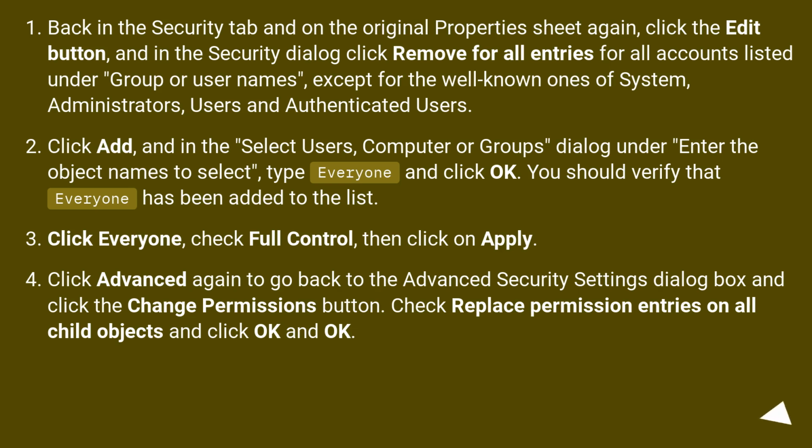Click Everyone, check Full Control, then click Apply. Click Advanced again to go back to the Advanced Security Settings dialog box and click the Change Permissions button. Check Replace Permission Entries on all child objects and click OK and OK. Click OK.